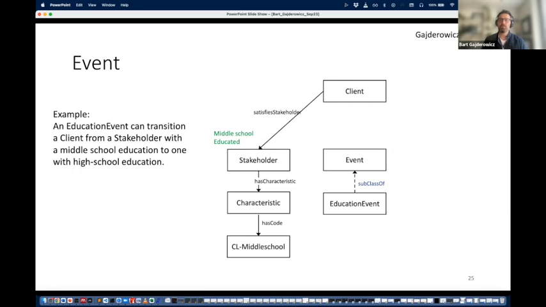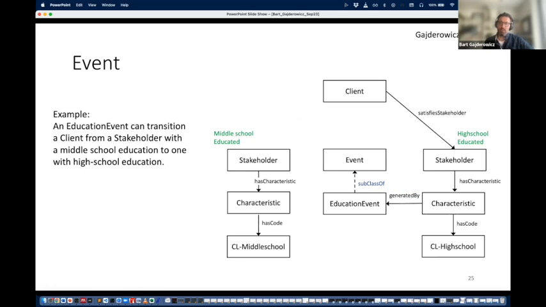So here's an example of how an event might be used. We have a client who's a stakeholder who is currently middle school educated. One thing that might happen is there's an education event that happens to this person. Once that event occurs, the client state changes from being middle school educated to being high school educated. The ontology allows us to represent these different relationships that transition a particular client from one state to another. So these are symbolic ontological representations of the different concepts that are required to represent a client's state and how they transition from one state to another, and also how different services can change these states.